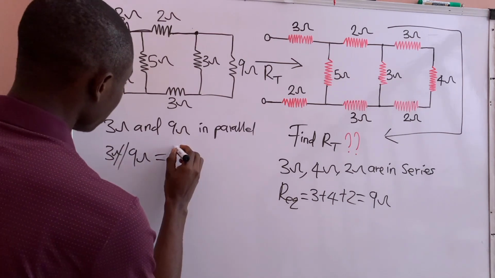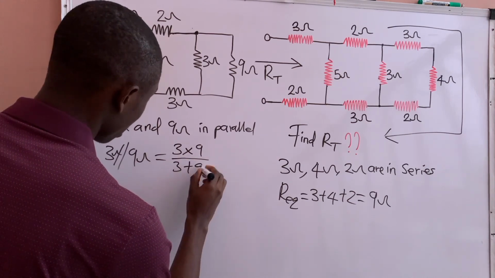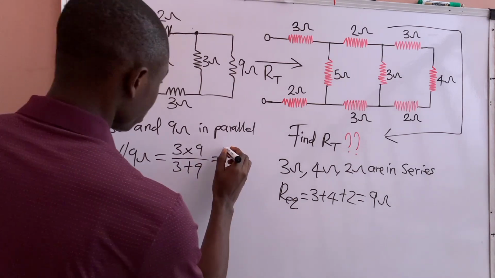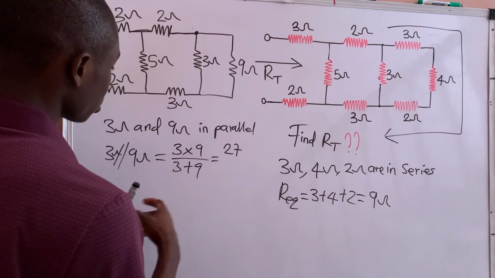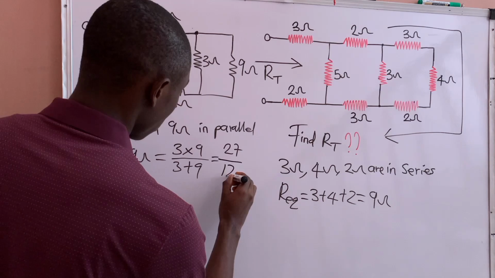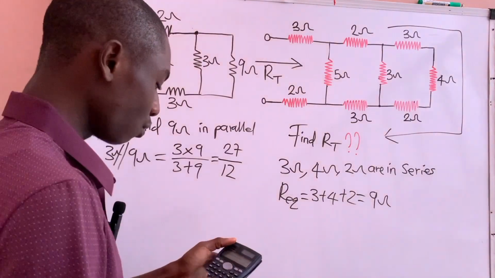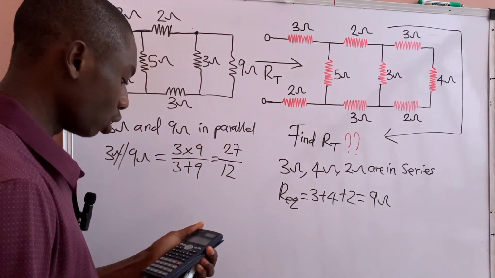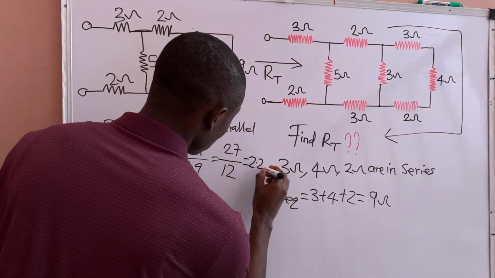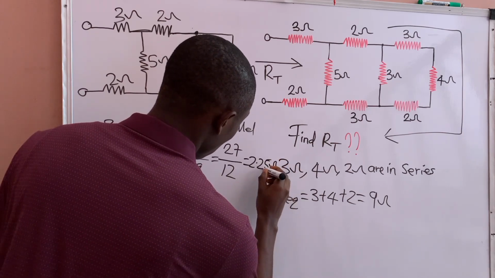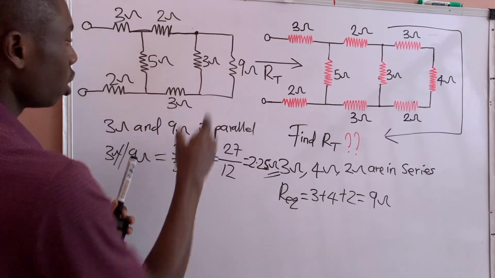The equivalent resistance will be 3 times 9 divided by 3 plus 9. 3 times 9 is 27, and 3 plus 9 is 12. So 27 divided by 12 from the calculator will give me 2.25 ohms. So this is the equivalent resistance of these 2 networks.